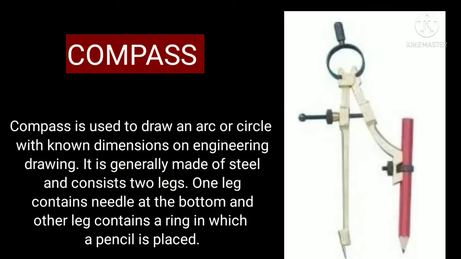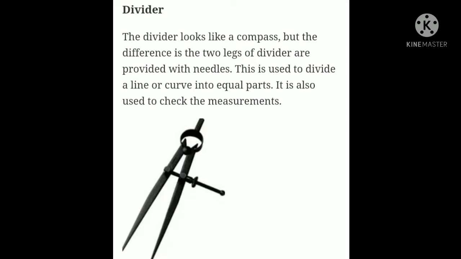Compass is used to draw an arc or circle with known dimensions on engineering drawing. It is generally made of steel and consists of two legs. One leg contains a needle at the bottom and the other leg contains a ring in which a pencil is placed. Divider. The divider looks like a compass, but the difference is that both legs of the divider are provided with needles. This is used to divide a line or curve into equal parts. It is also used to check the measurement.